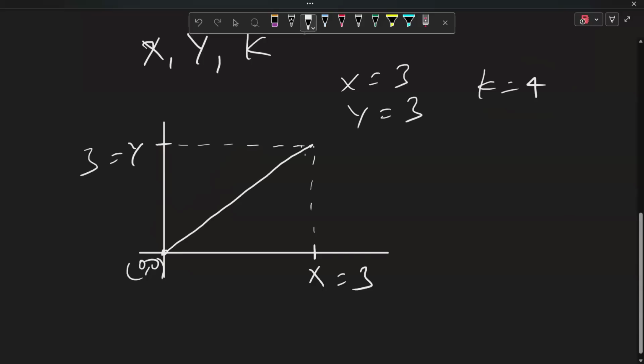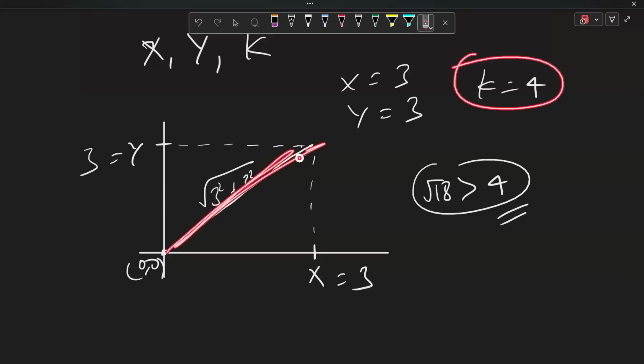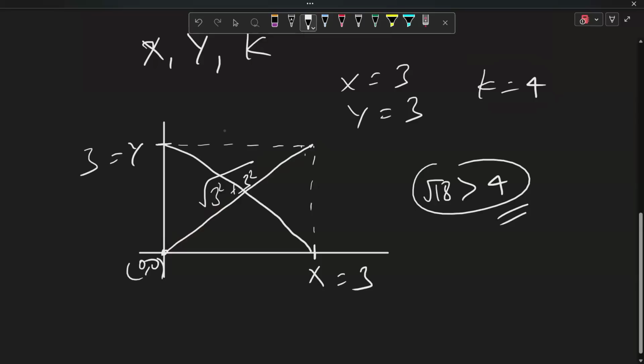Its length would be the square root of 3 squared plus 3 squared, so about the square root of 18, which is greater than 4. So this would be valid. And we need to take one more line which is perpendicular to it. For that, we can take this other diagonal. Both these diagonals would be perpendicular, so we can take these two line segments, which would have length greater than 4.